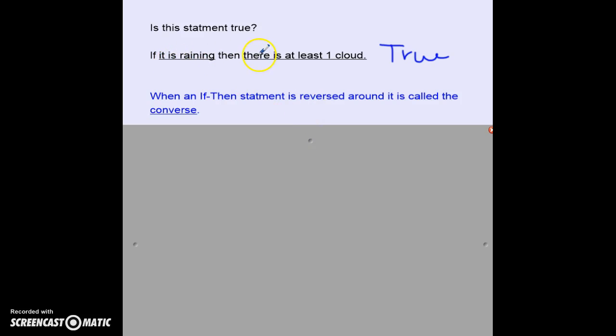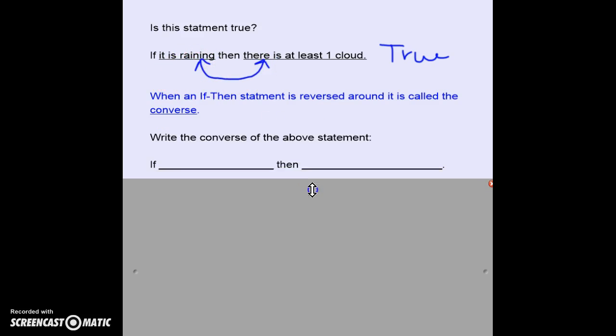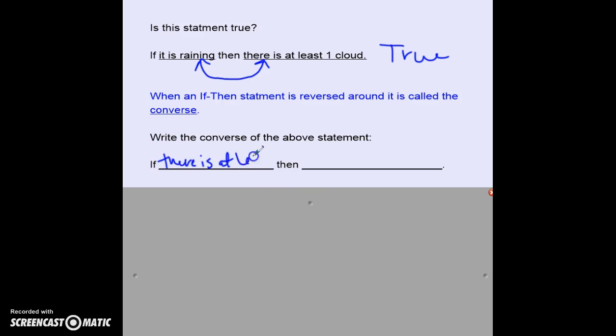When you turn around an if-then statement, so notice I have an if and then I have the parts underlined, if you reverse it, it's called the converse. So if I was going to reverse these two, my statement would be, if there is at least one cloud, then it is raining. And if I think about that statement, just because it's a cloudy day doesn't necessarily mean it's raining. So this statement is actually false.